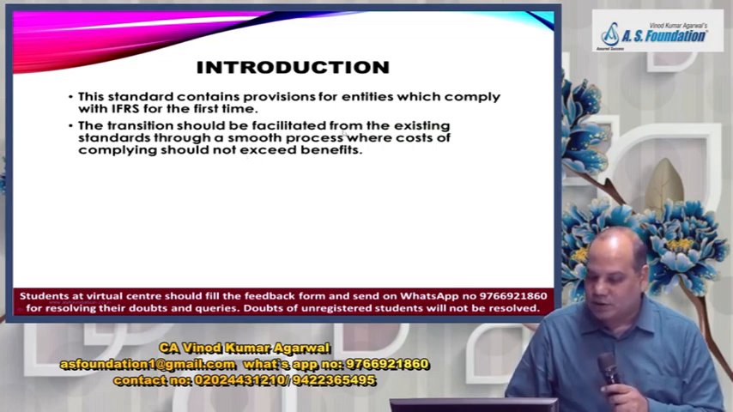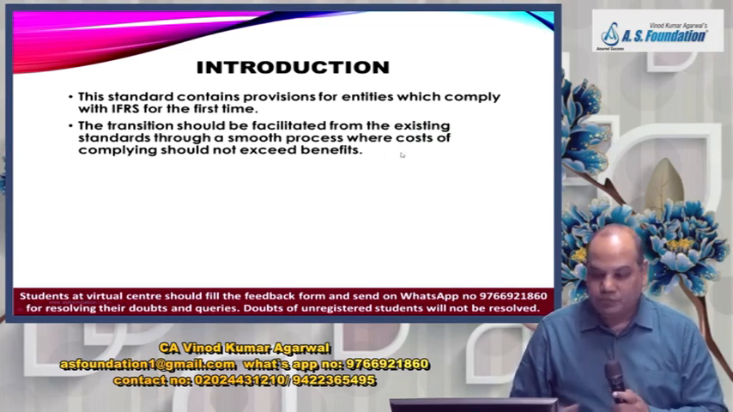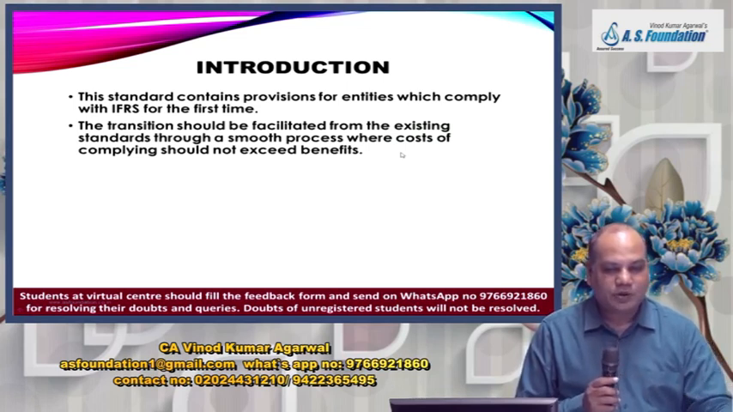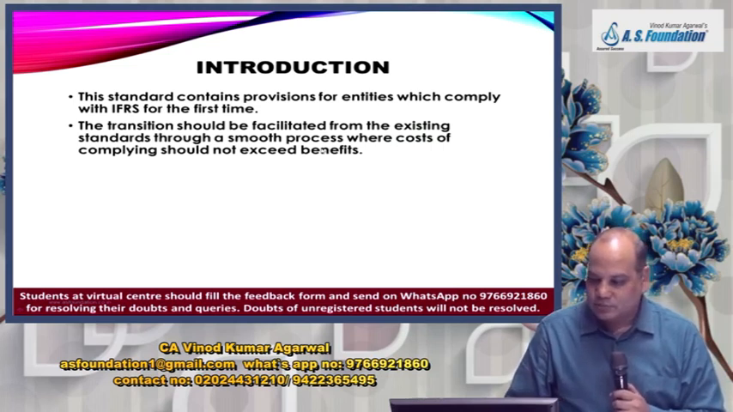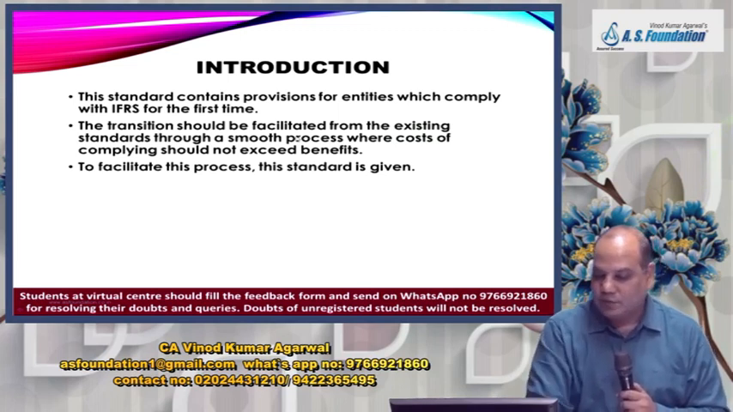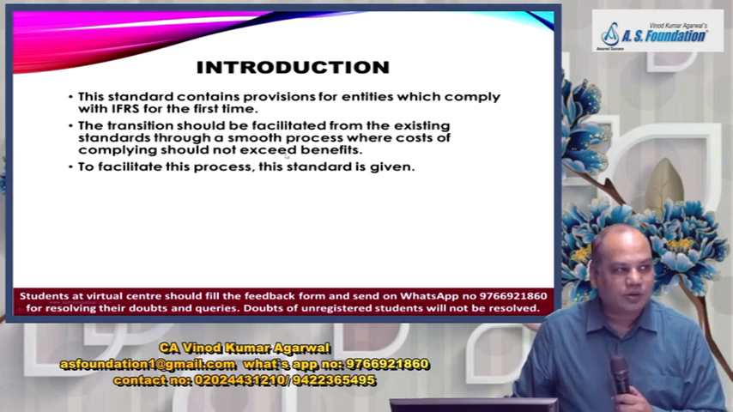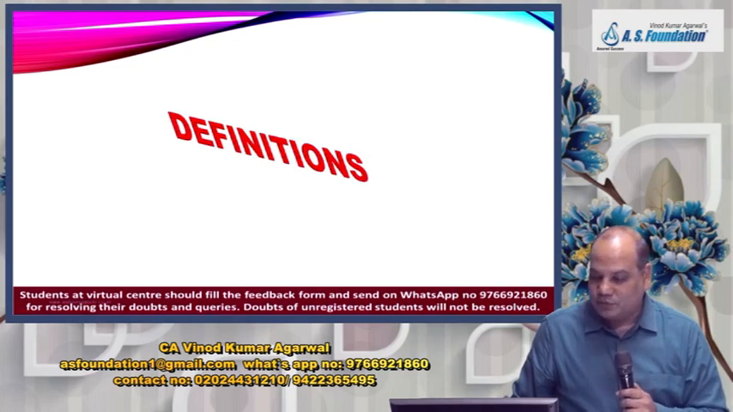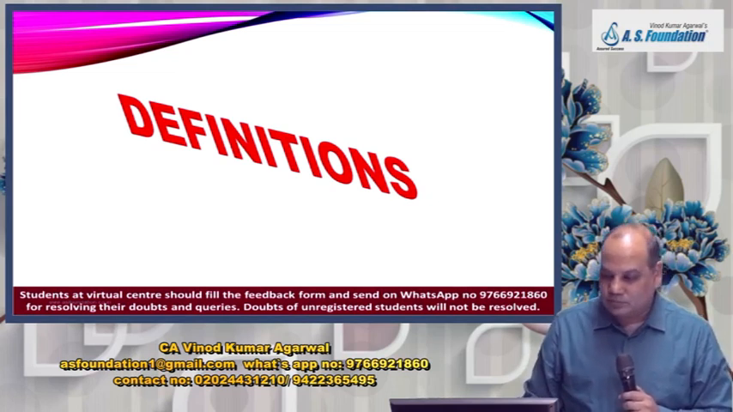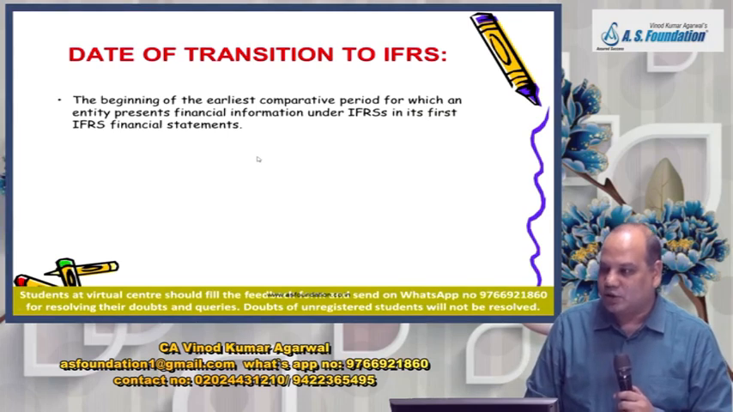This transition should be facilitated from the existing standard through a smooth process where the cost of complying should not exceed the benefits also. So one should keep in mind the cost benefit constraint also when you apply IFRS. That is why you will find in the next few pages they have given you relaxations that are called mandatory exemptions and voluntary exceptions. Therefore, you are given a lot of relaxation in this standard. Everything need not be applied retrospectively.